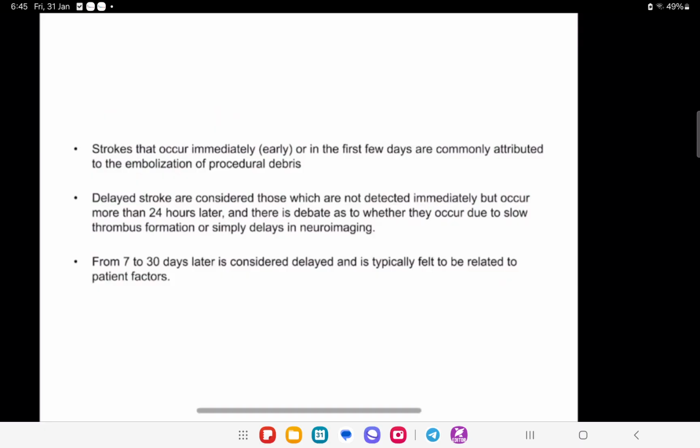Strokes that occur immediately, early in the procedure or in the first few days, are commonly attributed to the embolization of procedural debris. Delayed strokes are those not detected immediately but occurring after 24 hours, and there is debate as to whether they occur due to slow thrombus formation or simple delay in neuroimaging. Strokes from 7 to 30 days later are considered late and are typically felt to be related to patient factors.